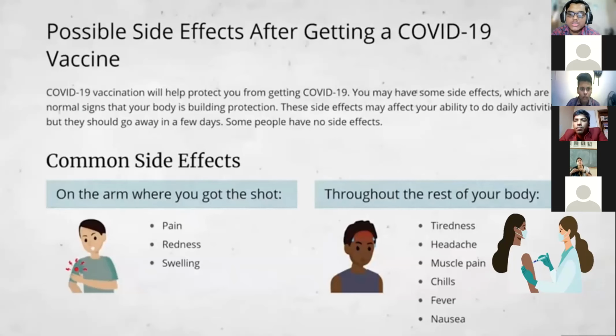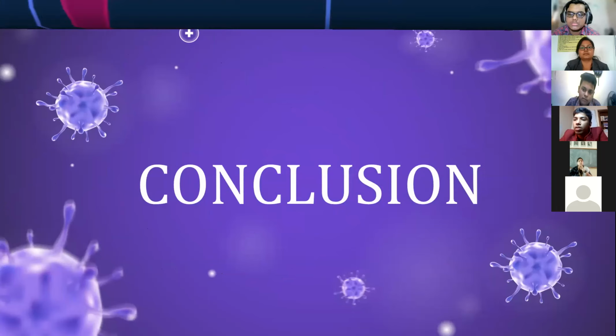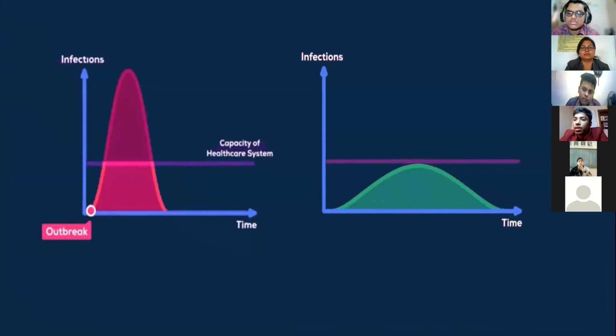Now I request Nigam to conclude this presentation. Thank you, Rohan. So to conclude, I'll say that this virus, corona, especially Omicron, is more contagious and less motile, but we shouldn't be careless about that. If neglected, it may take the form of the first pandemic. And why is it so bad?